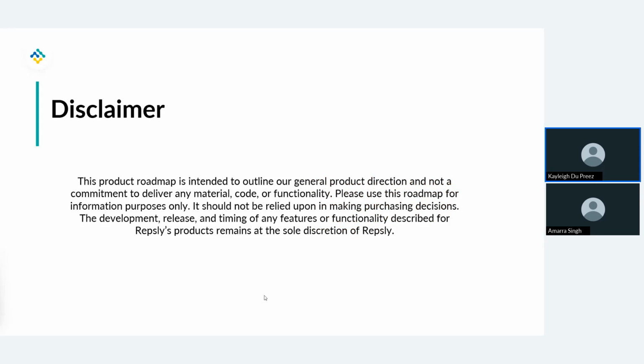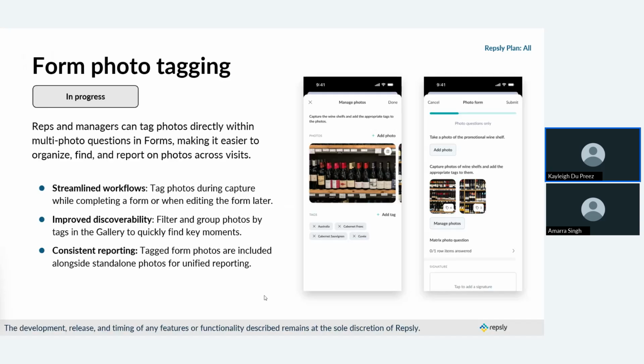This product roadmap is intended to outline our general product direction and is not a commitment to deliver any material, code, or functionality. Please use this roadmap for information purposes only. It should not be relied upon in making purchasing decisions. The development, release, and timing of any features or functionality described for Repsly's products remains at the sole discretion of Repsly. Okay. So, form photo tagging.